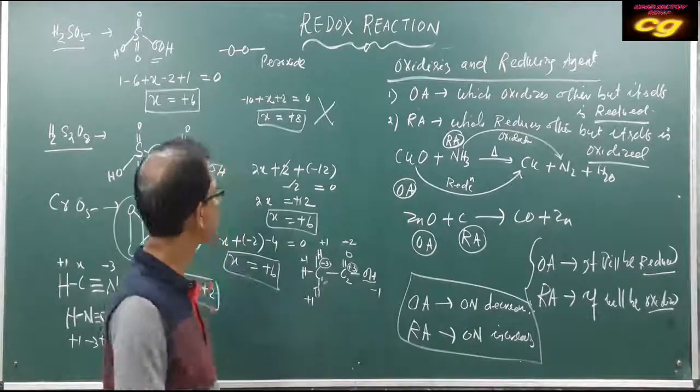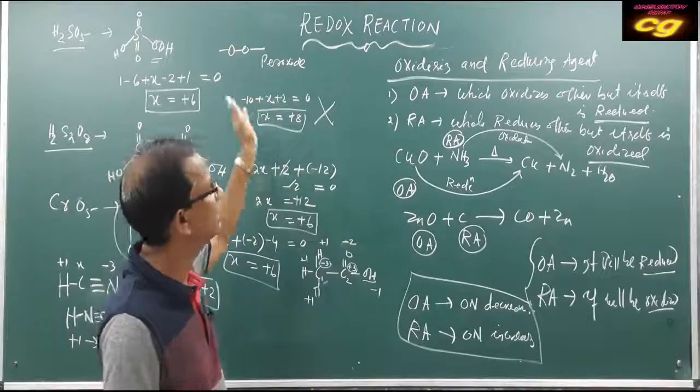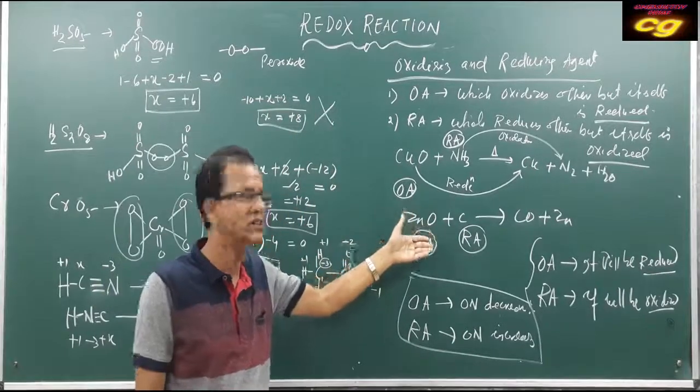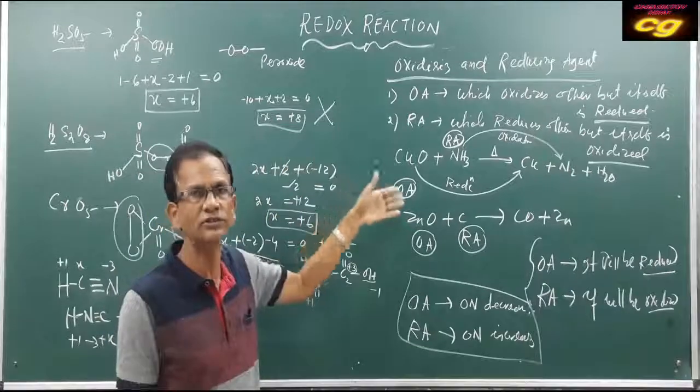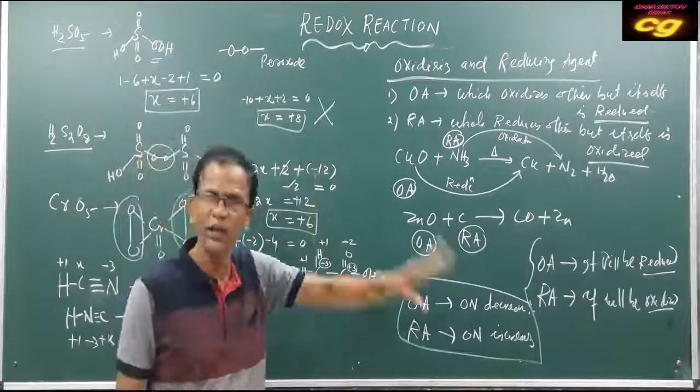So today we discussed the calculation of oxidation number, then identifying oxidizing and reducing agents, the definition of oxidation and reduction, and types of redox reaction. Okay, thank you all.